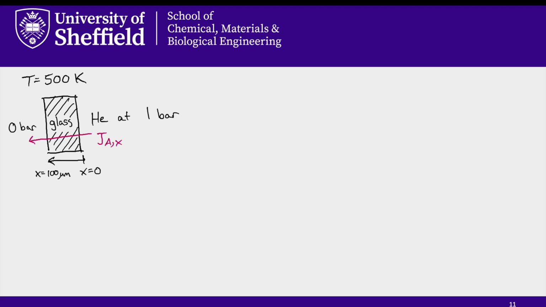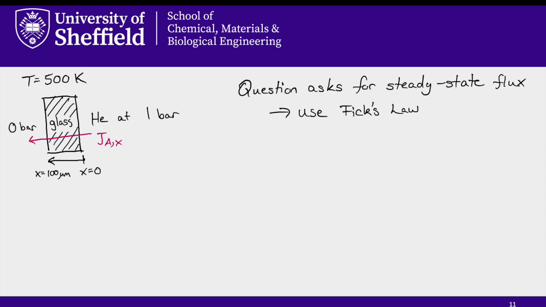So to sketch out what we're looking at, a slab geometry. Helium is on the right-hand side in this diagram. I've drawn on a coordinate system because it's going to help us later, but the location of where I've drawn the coordinate system is arbitrary. It doesn't matter where you put it. And we have that species A, helium, is fluxing across the glass from the high pressure side to the low pressure side. So the question asks us for the steady state flux, which means we need to use Fick's law.